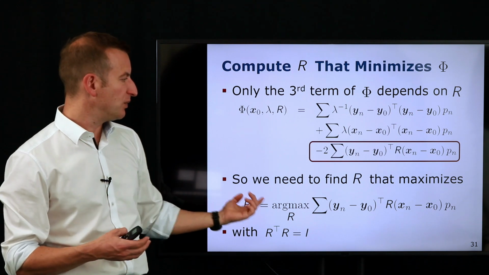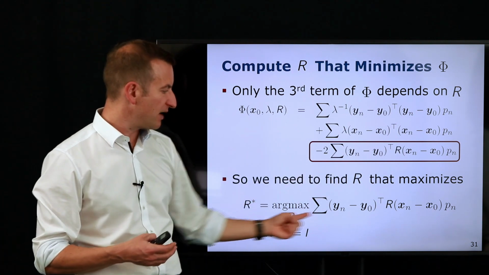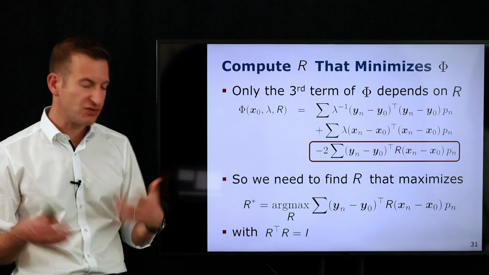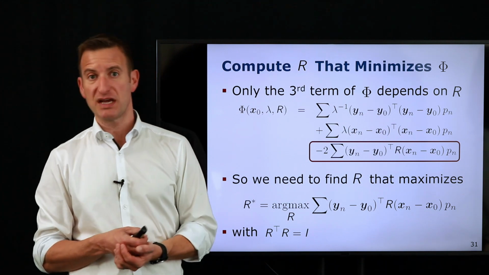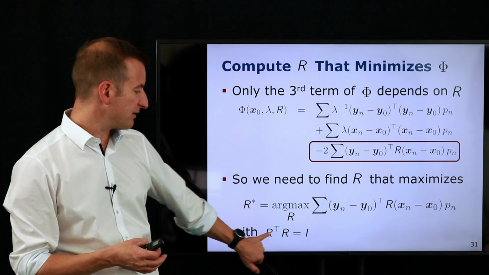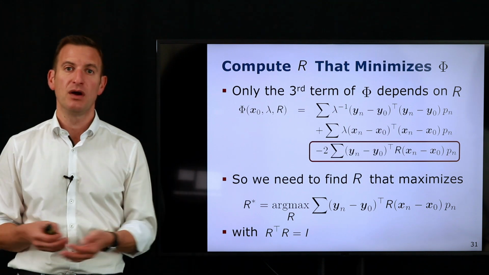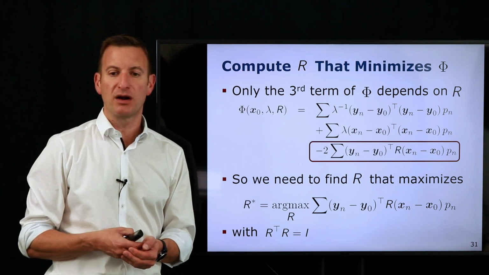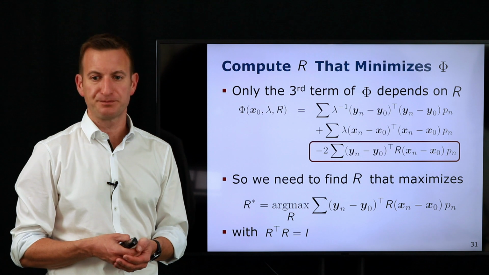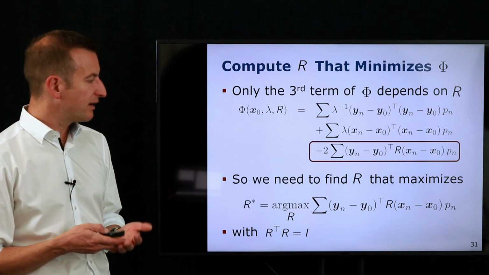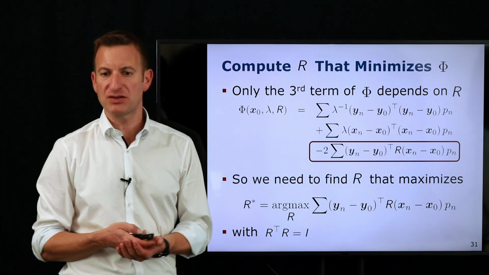So what we need to do is find the R that maximizes exactly this expression. It's my R star, my best possible rotation to find, under the constraint, of course, that R is a rotation matrix, so R transposed times R must be the identity matrix.